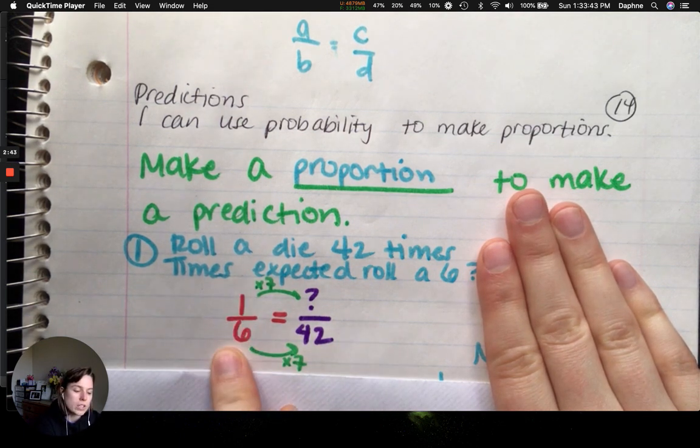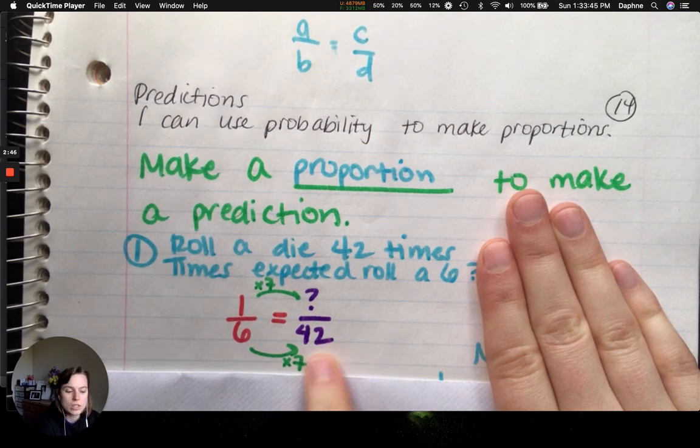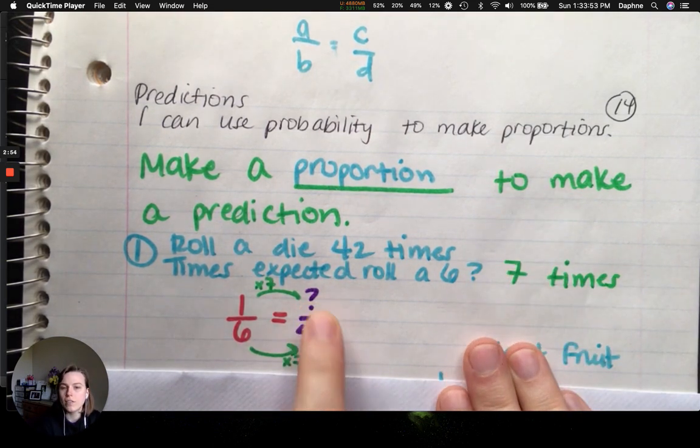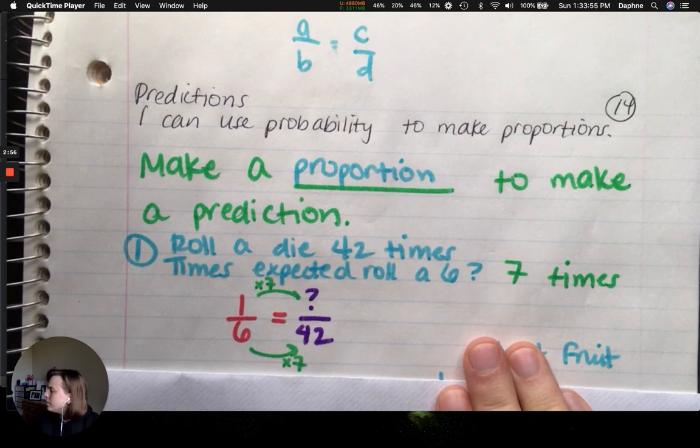So when I have 1/6 is something over 42, this is a proportion. I have a ratio equal to a ratio. And notice that 6 times 7 gets you 42, so 1 times 7 will get you 7 times. I would expect to roll a 6 about 7 times if I roll the dice or the die 42 times.